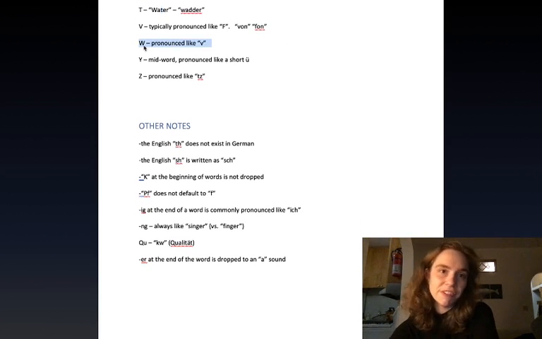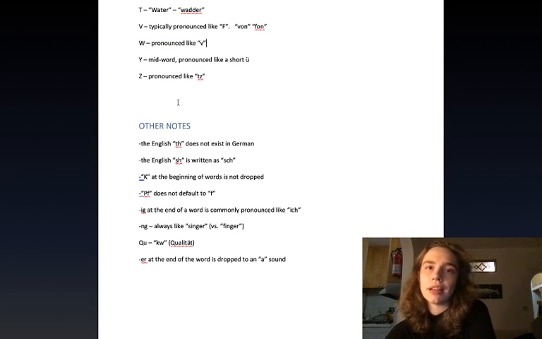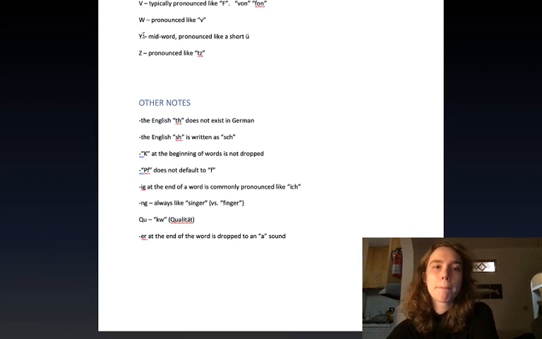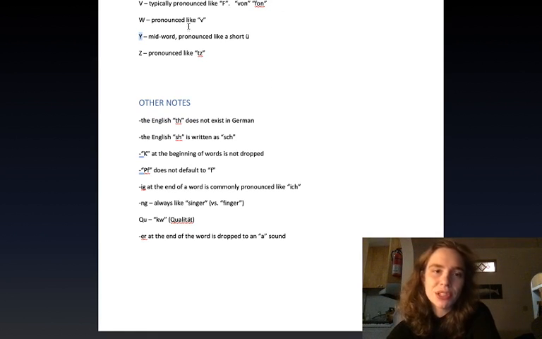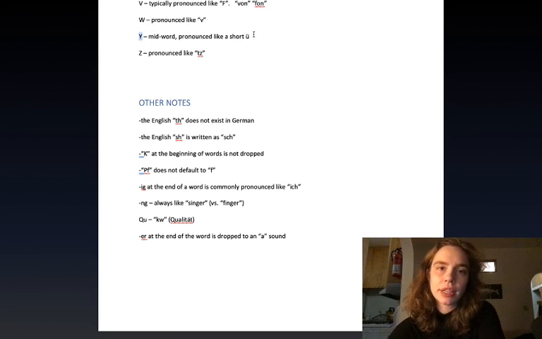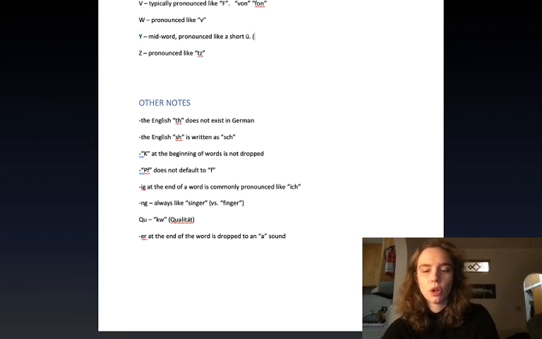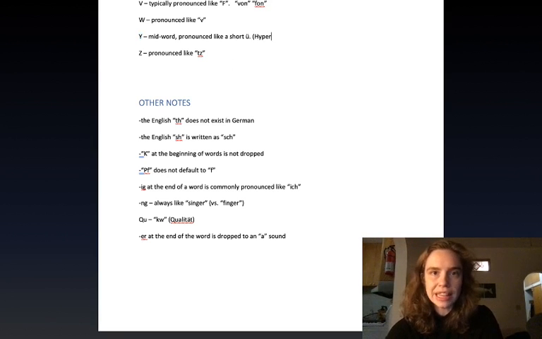So W, or V, is pronounced like a V. This one you probably know already because it's a huge stereotype about German accents. Y, I guess this is technically a vowel. I'm not sure what the actual linguists would consider it, but if you see a Y in the middle of a word, you're going to pronounce it like a short U sound. So like Hyperintensität.